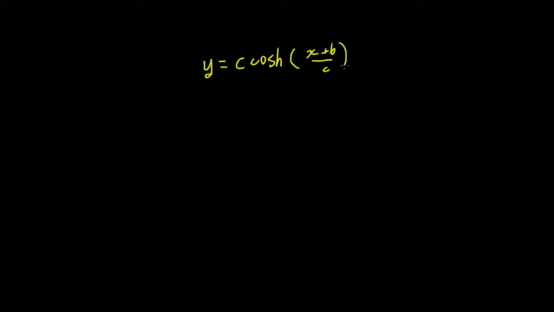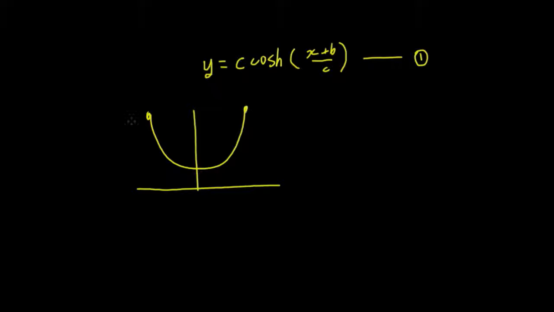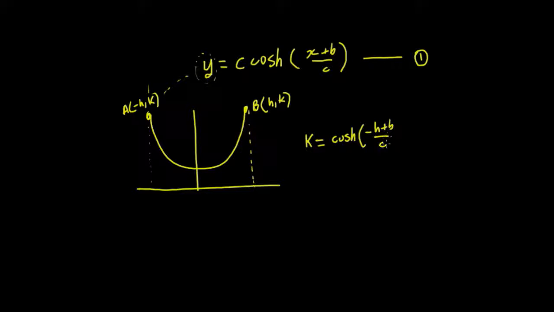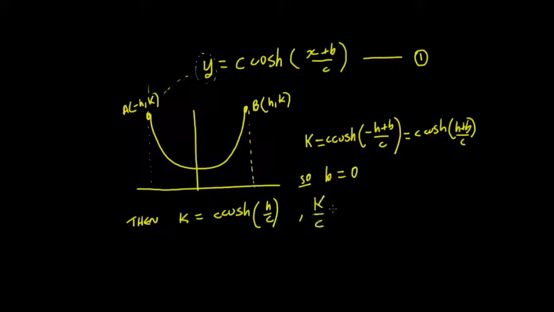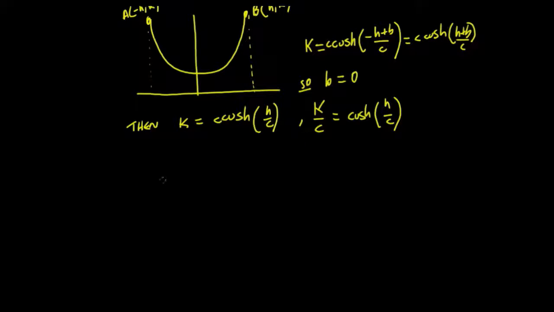So what we have here is the equation of a catenary. Now if we were to draw one out and take a point A, which is minus hk, and B, which is hk, then we'll notice that the value B just shifts it left and right. So if B was equal to 0, then minus h would equal plus h, and we would be left with the equation y equals k cosh(x/c).